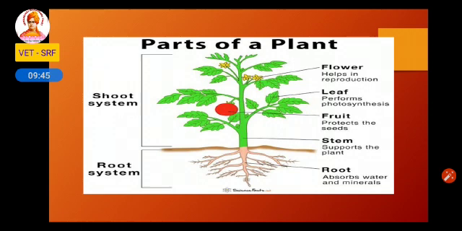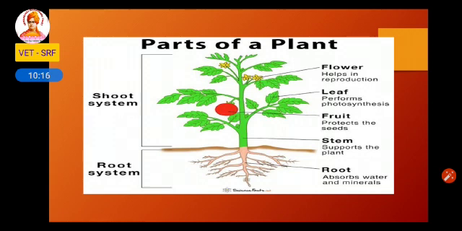The next one is flowers. They help in reproduction. They are the colorful part of the plant and they help in reproduction by pollination. Next one is fruits. Fruits are produced from the flowers after pollination. The last one is seed. The seeds are present inside the fruit and these seeds will grow into a new plant.